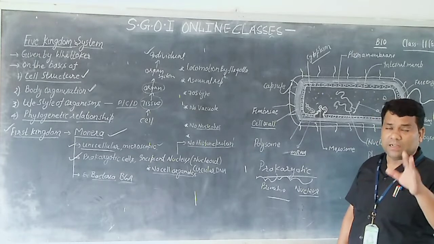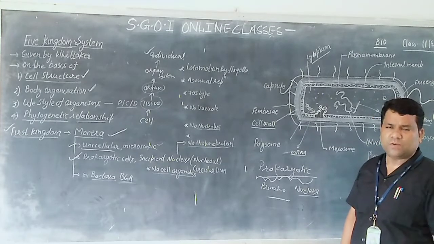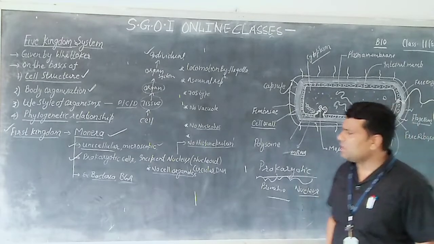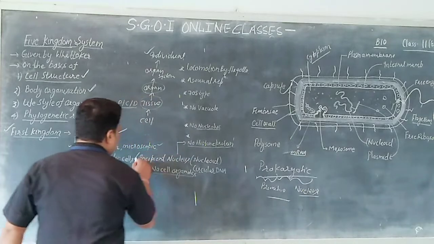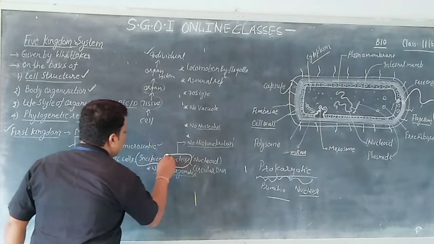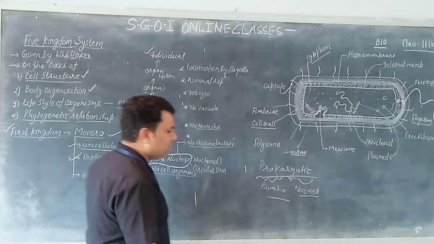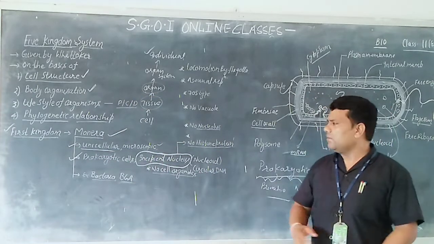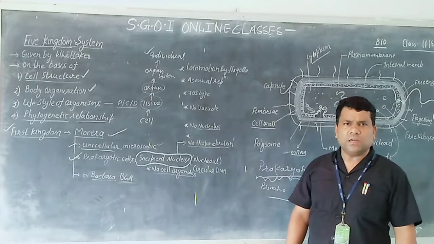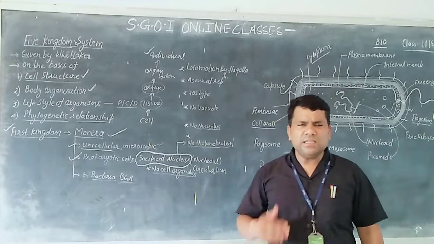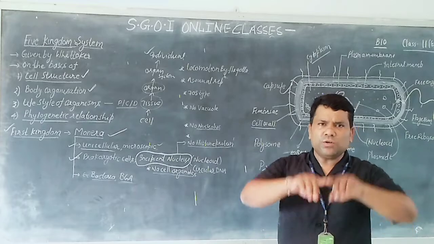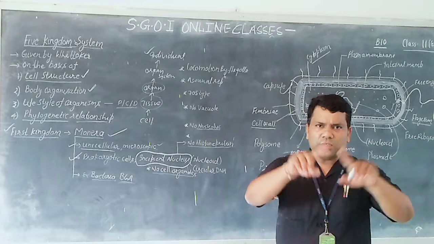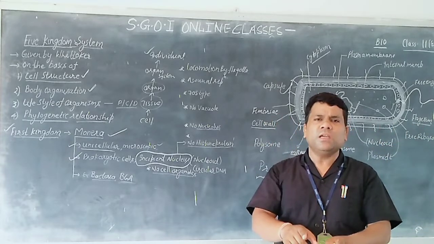Learn and remember that no true nucleus is found here. A primitive nucleus is found, and this nucleus is called the incipient nucleus. This is a very important point. What is the difference between the true nucleus and the incipient nucleus? The difference is that in the incipient nucleus there is no nuclear membrane found around the nucleus.